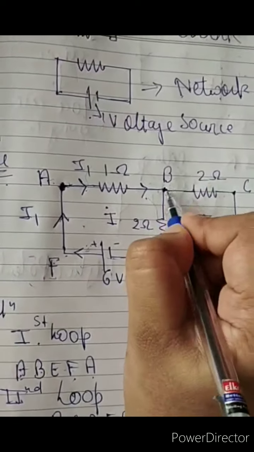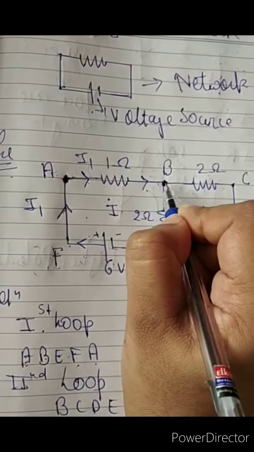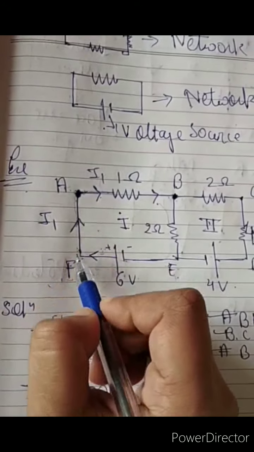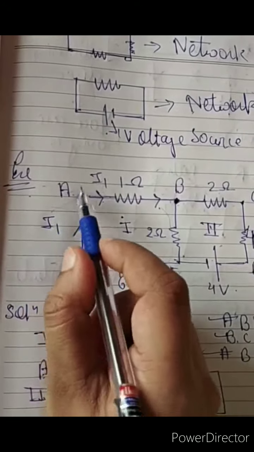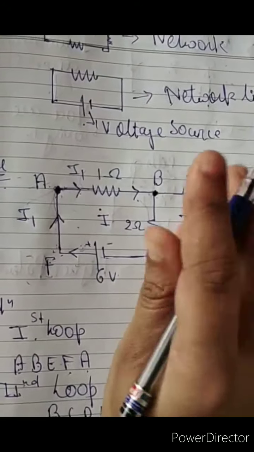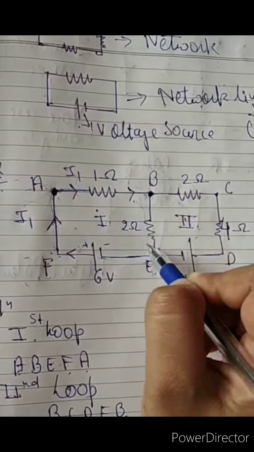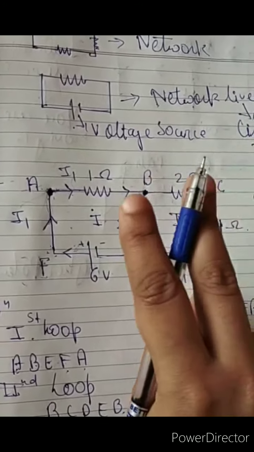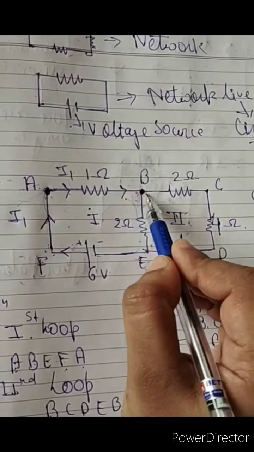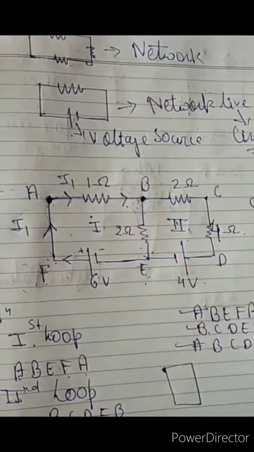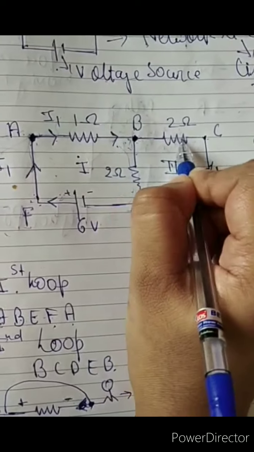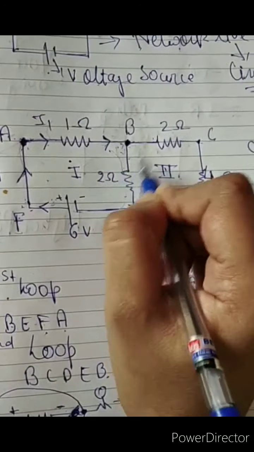Now look, here is your junction. A junction means a point where current divides. A is not a junction point, because it is a single wire and there is no bifurcation of the current. But at this point current is dividing. There are two wires, one is this wire and the other is this wire. Current will travel along BC and along BE. So I1 is coming here. This is my junction point because two wires are going through it. Current is bifurcating at this point.